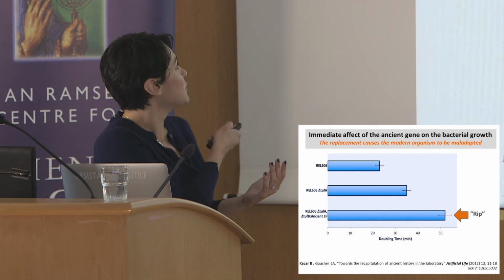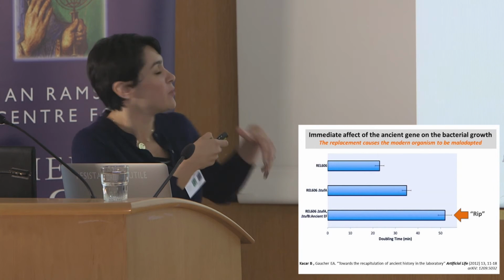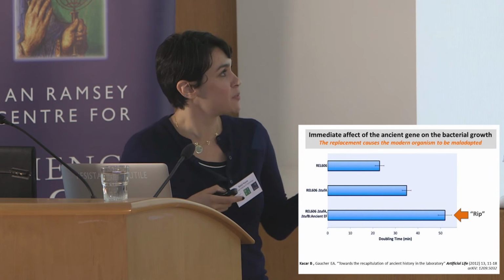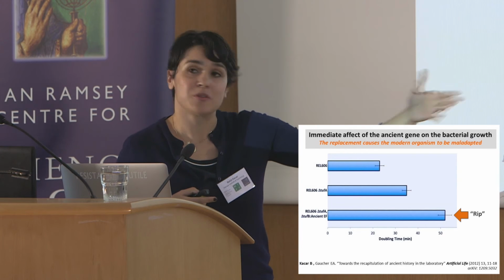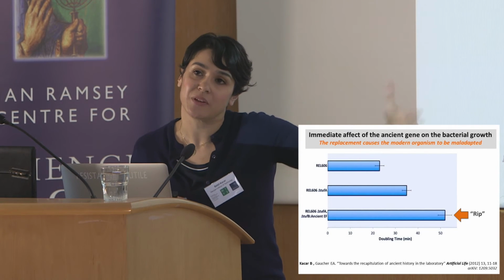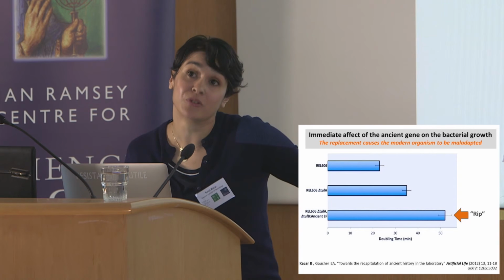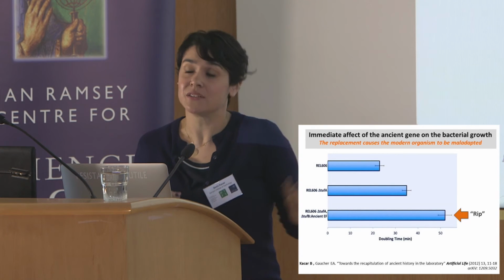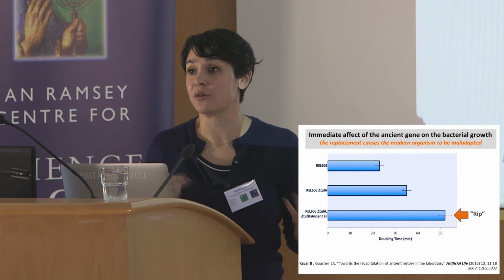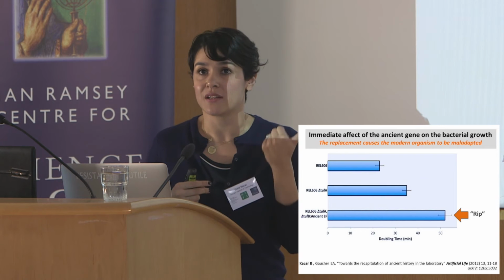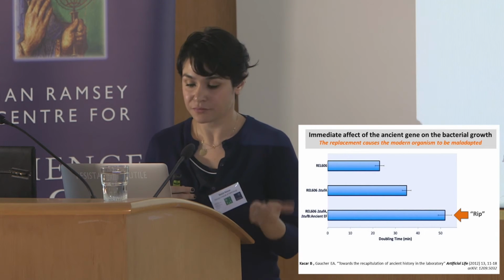And then replacement of the B copy with the ancient, now the Rib strain is growing at a speed that's slower by 2-fold. So it is really now slower than the modern bacteria. So the system is viable, yet it is not healthy.